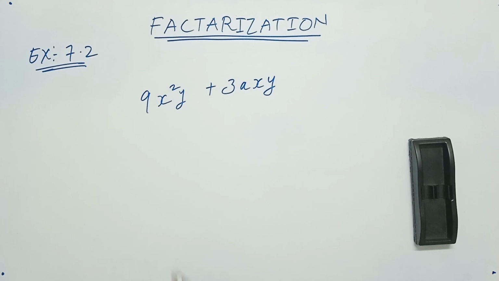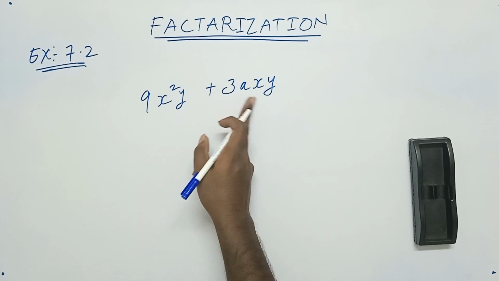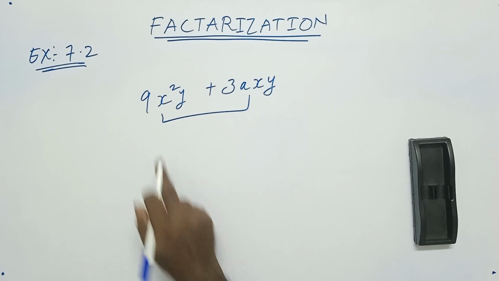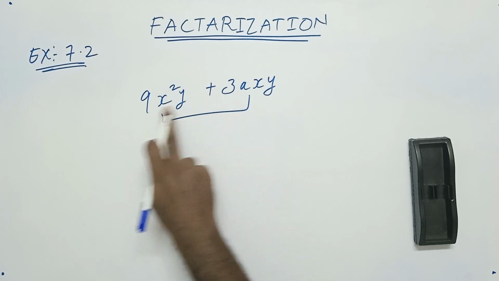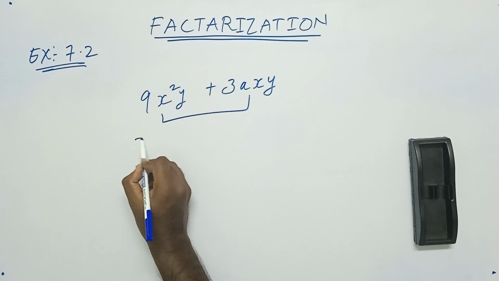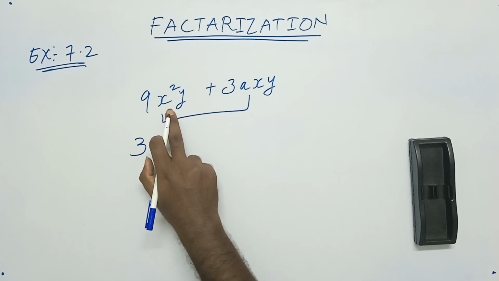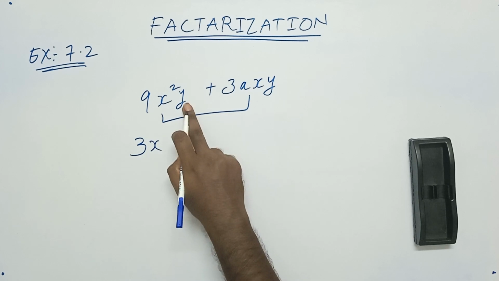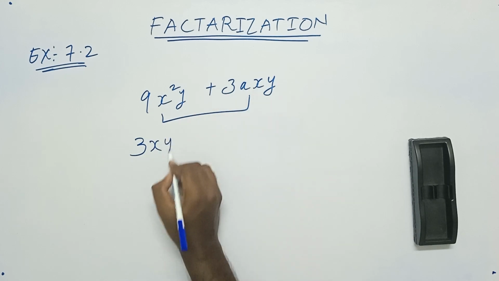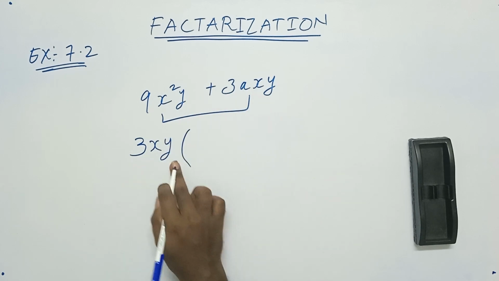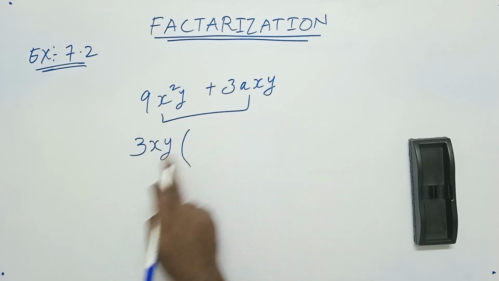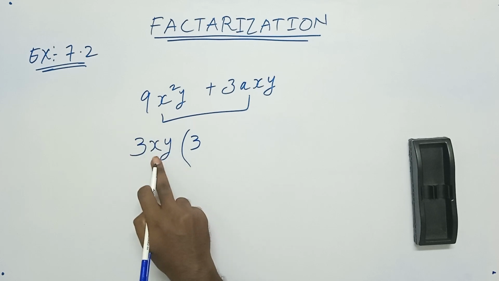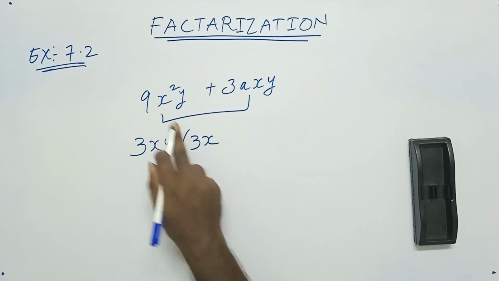So our next problem is 9x square y plus 3axy. So now we are going to find the factors of this given expression. So we have 9 and 3. What is the HCF of 9 and 3? 3 is the HCF. Here we have x square and x. What is the HCF? X is the HCF. Y and y: y itself is the HCF. Now we got the common factor. So now we are going to divide the whole expression by 3xy. So 3 times 3 is 9. X into x is x square.